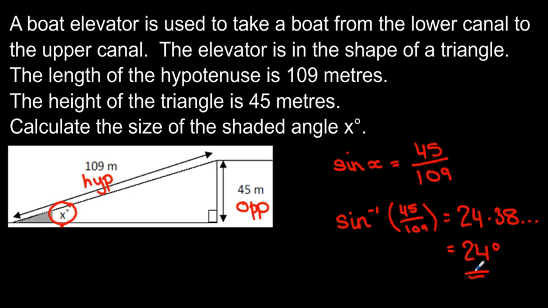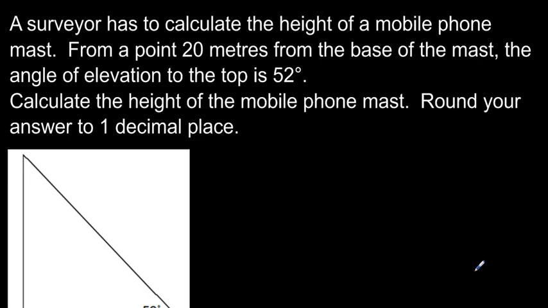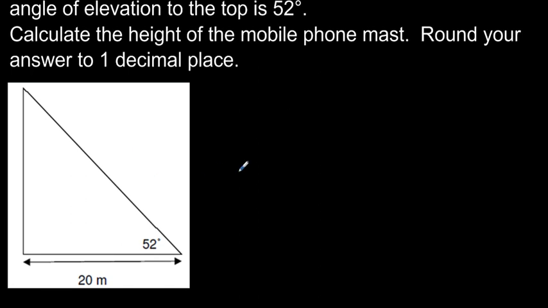Okay, let's look at one where we're trying to find the side. Our little story is that we have a surveyor having to calculate the height of a mobile phone mast. He's 20 meters away from the base of the mast. An angle of elevation, which is the angle he needs to look up to see the top of it, is 52 degrees. The question tells me to calculate the height of the mast, rounding my answer to 1 decimal point. Helpfully there's a diagram here that we can use. So I am trying to find the height of the mobile phone mast, this side over here where I've written the big question mark. I have this angle of 52 degrees.